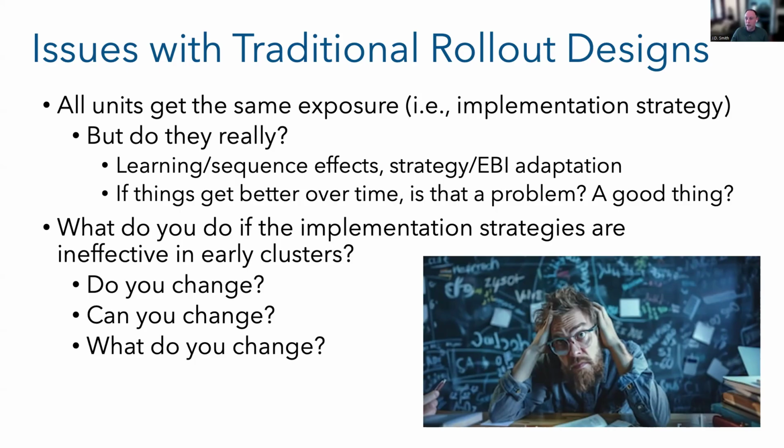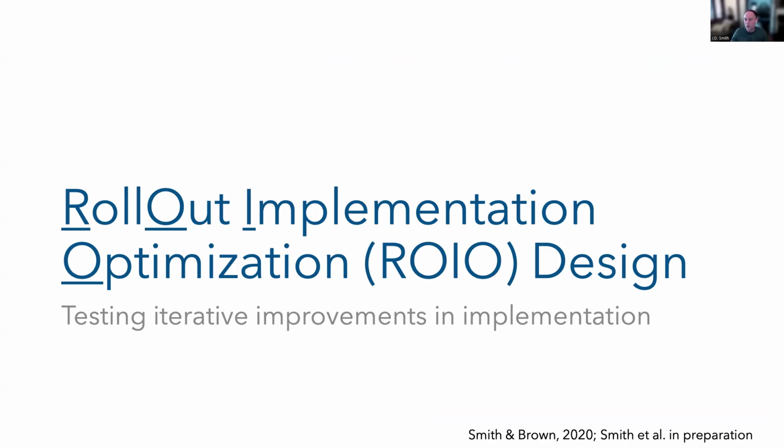Best case scenario, if you realize your strategy is not working in the first cluster, you change the strategy moving forward and you dump cluster one. They become basically a pilot cluster that doesn't get included in the primary analysis because they got a different exposure. If you can catch it early enough in your sequence before you launch in cluster two, that's like the best way to resolve this issue. But if you actually want to test whether or not you can improve on an implementation strategy over time, you might consider a ROIO design or a rollout implementation optimization design.